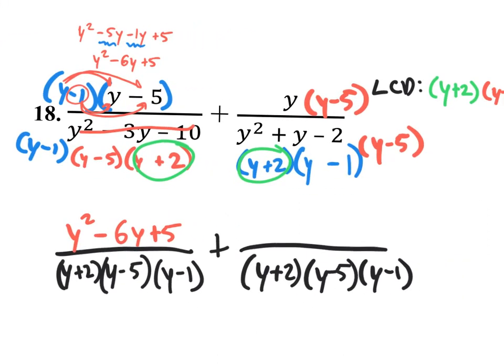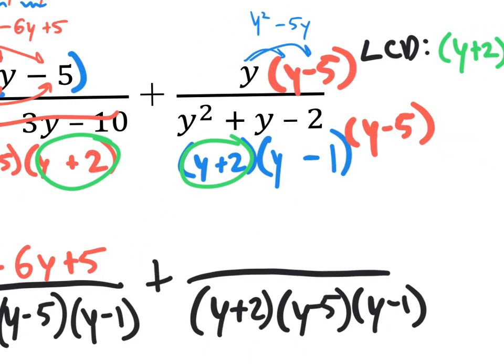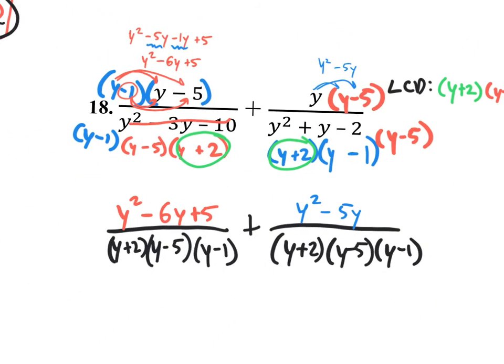Now let's do the math over here also. Y times y, that's y squared. Y times negative 5 is negative 5y. And that's going to be the numerator of our second fraction. Y squared minus 5y. Okay, what else?